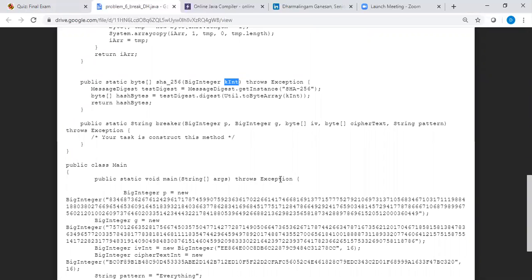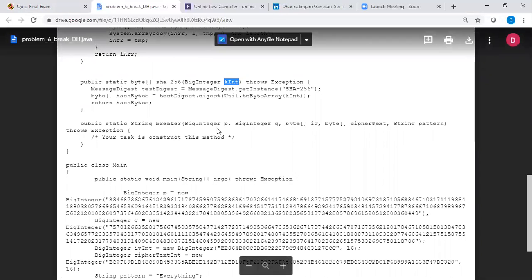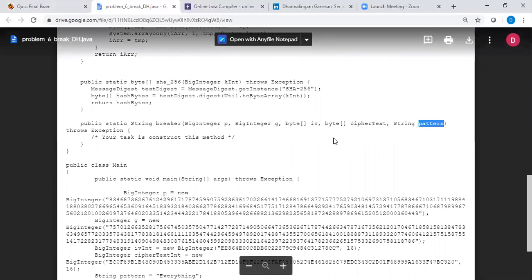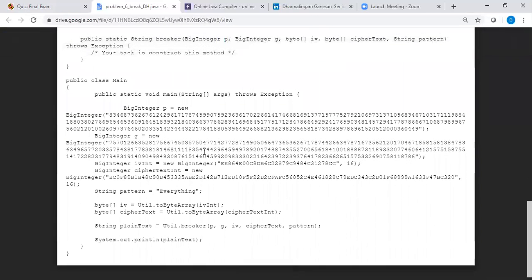Okay, finally, we are here, the core of the problem. We need to break using P, G, IV, ciphertext, and pattern as inputs. And we need to come up with this particular method. All right, let's see the main method.